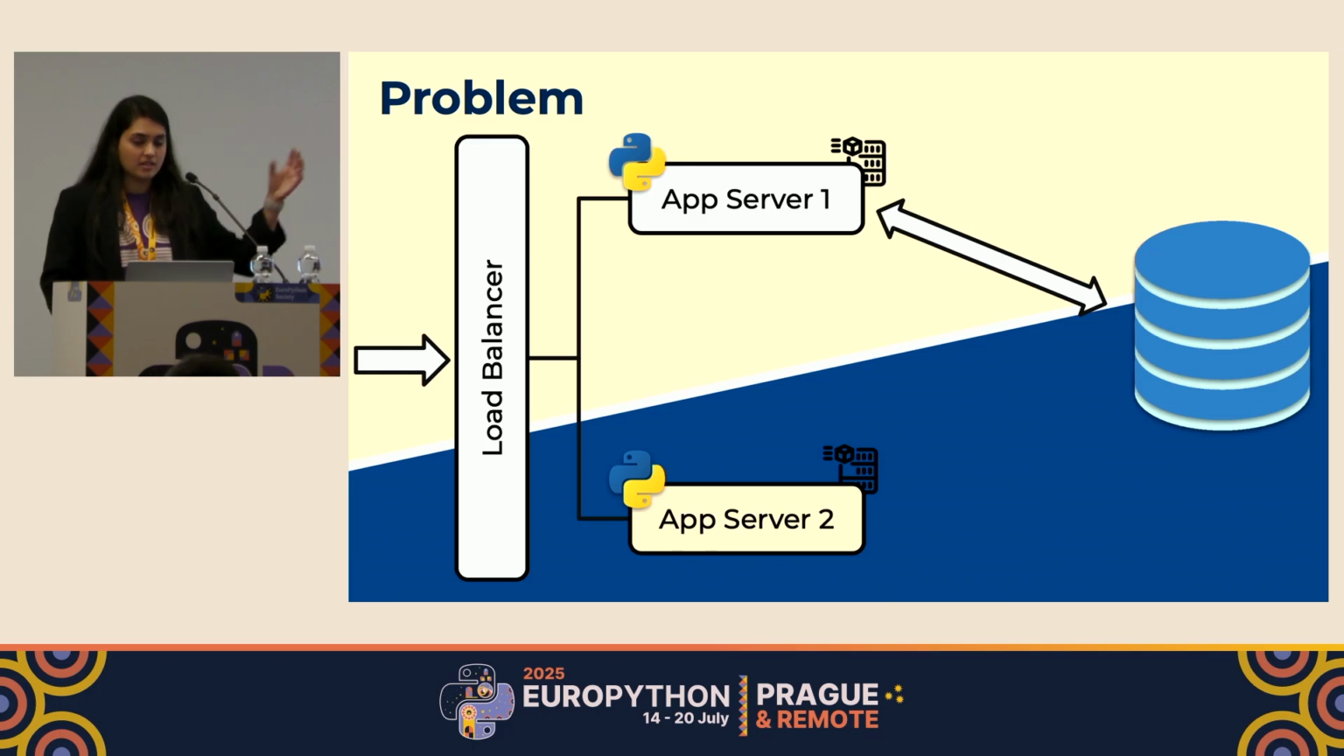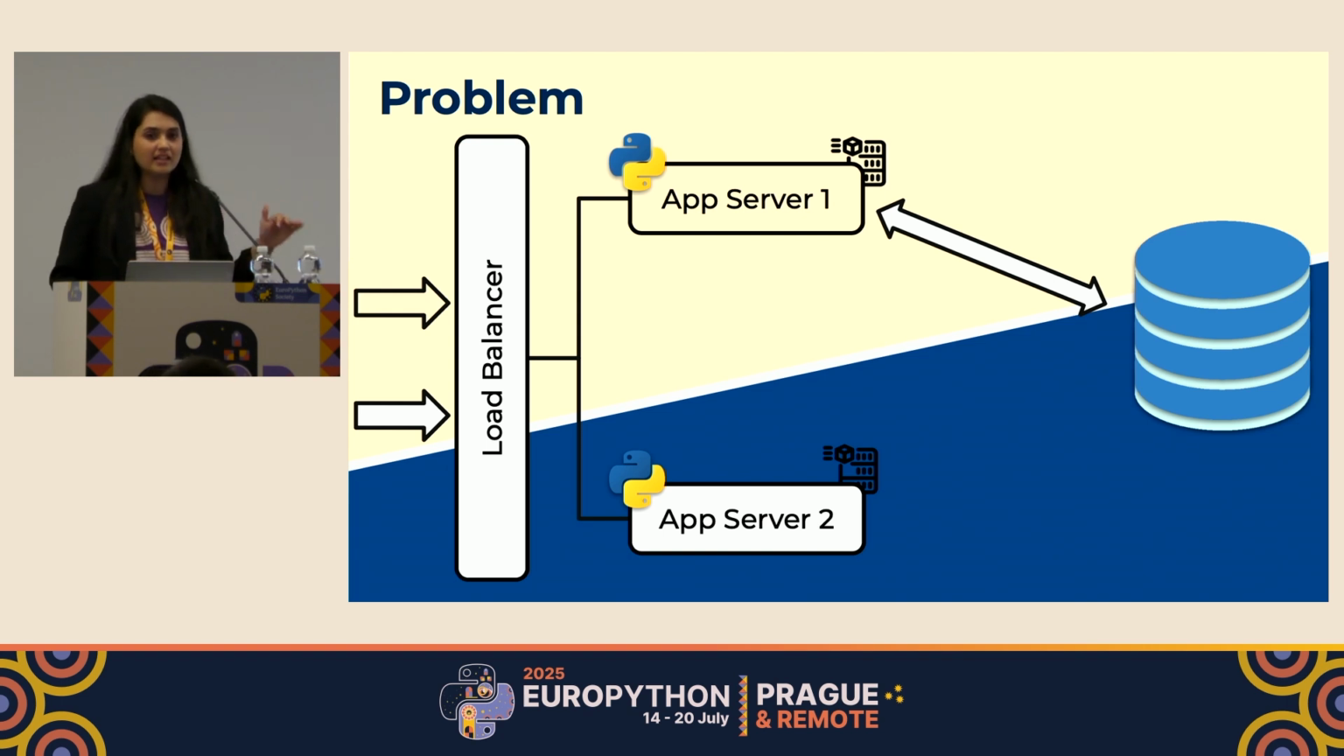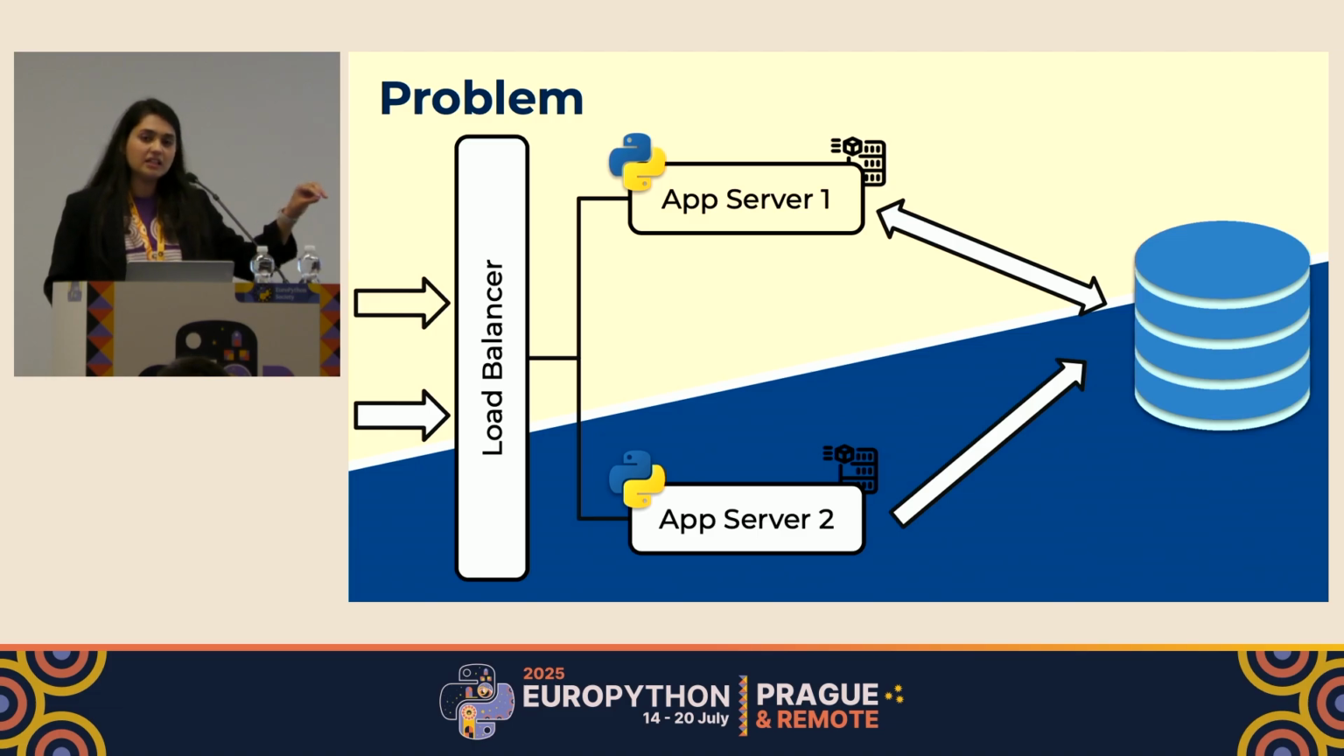The first request hits server 1, as we just saw, and gets cached in the memory of the server. The second request might go to server 2, which has no idea about server 1's cache. The result being, we hit the database again, even though another server already had the data.